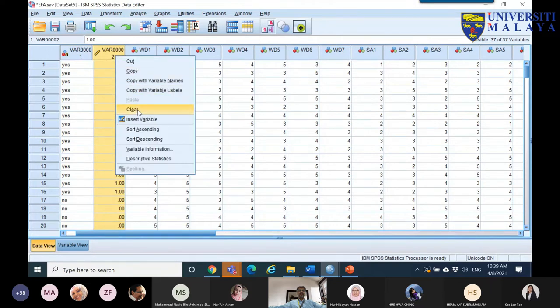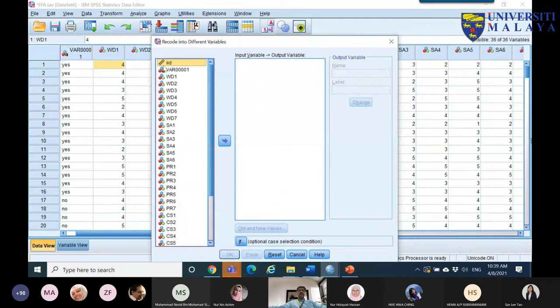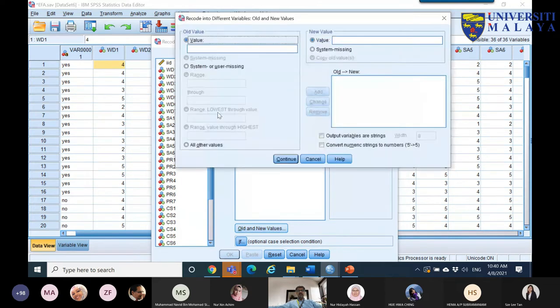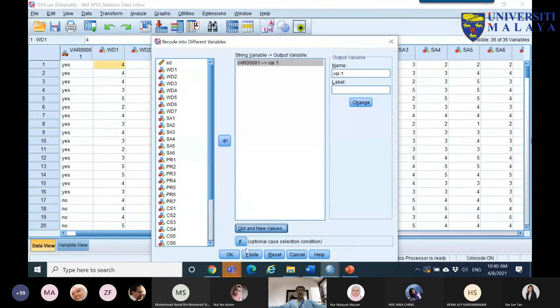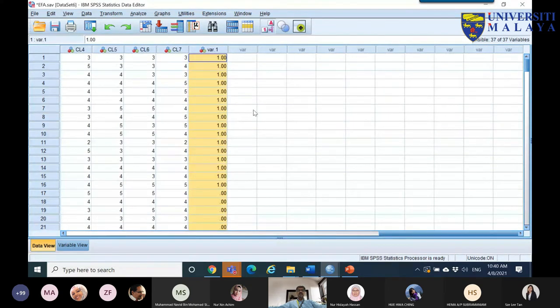Even without that, you can use Transform, Recode into Different Variables. Suppose that this variable one, I just want to change it to var one, one. So change it under old and new. You say yes, make it one. No, make it zero. So continue and then okay. At the end of your data, you have this yes, no. Clear?